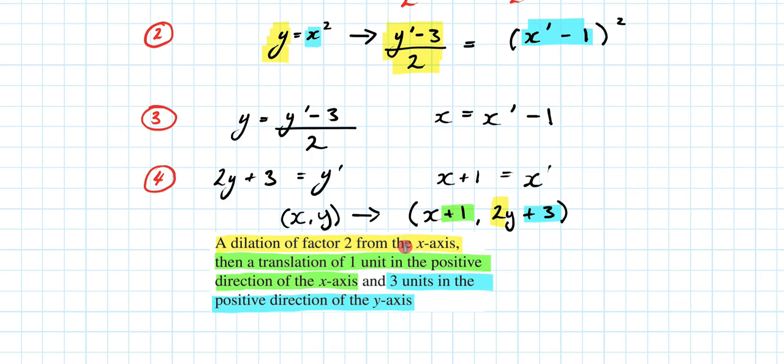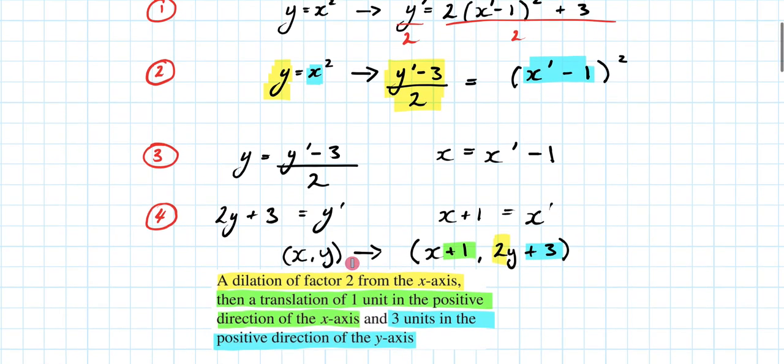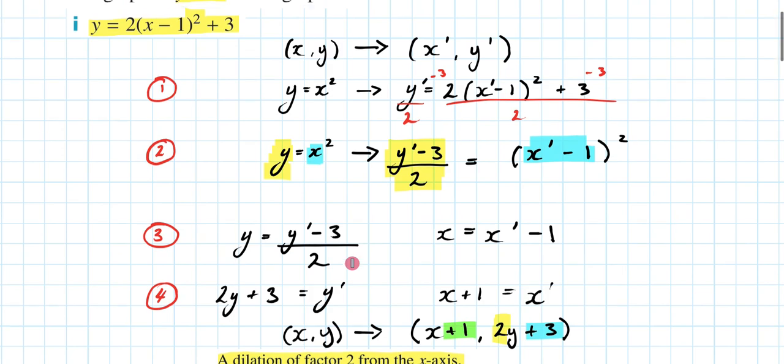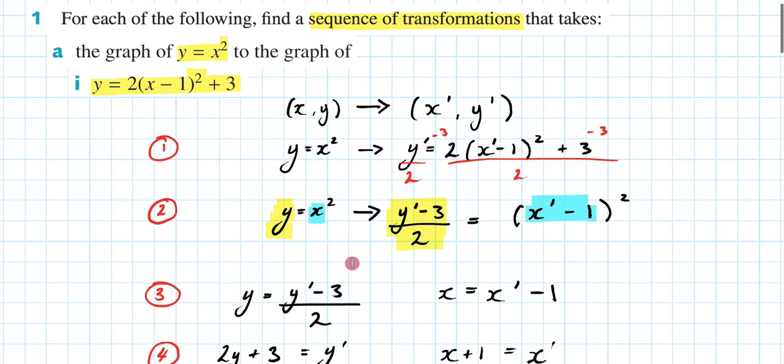So hopefully you understand why the order has occurred in the way it has. This 2 is going to be first times in my y by 2, and then I'll plus by 3. So getting your order correct is really quite important. So hopefully this video has helped you answer 1AI. If you have any issues, come speak to me in class.